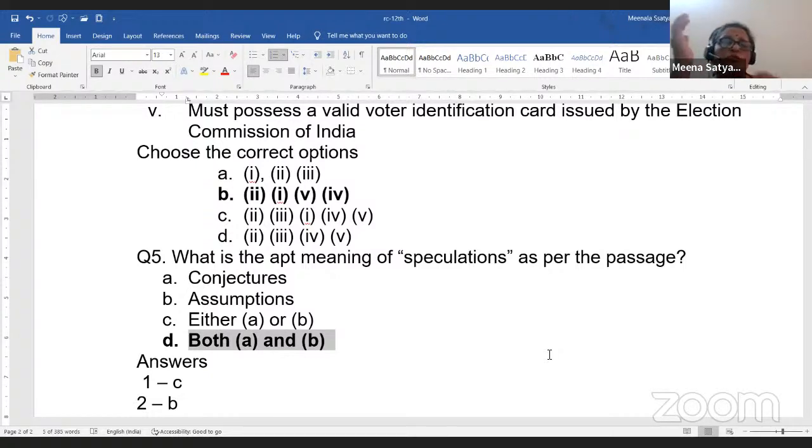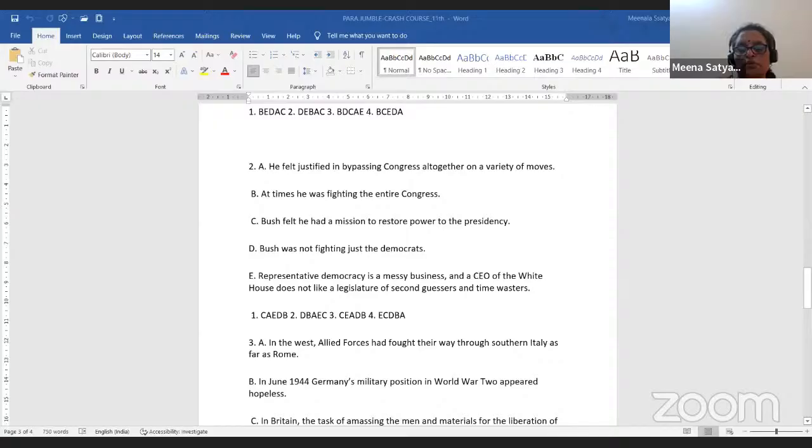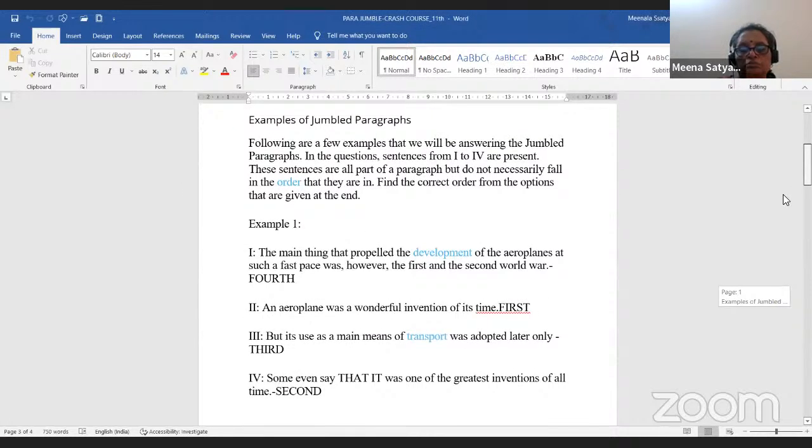Now, with this, we have finished the way we should attack the RC, and this is the second one we have done so far. So I'll try my level best to see that one RC is solved every day. And when we take up question papers, then we look into question papers only. But these tips must be remembered. So please remember these tips. And now we go on to para jumbles. So I'll stop sharing this and go on to para jumbles. Few seconds, please.